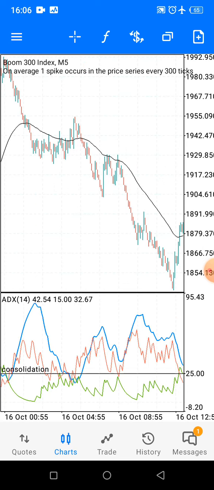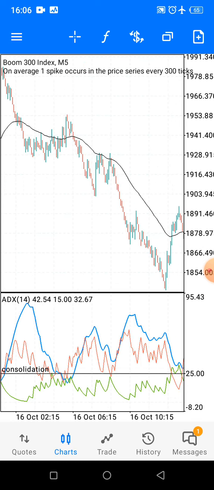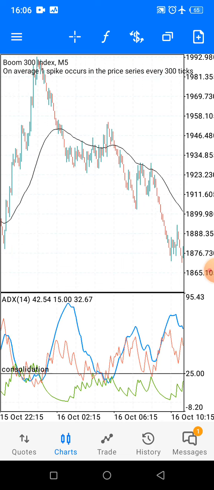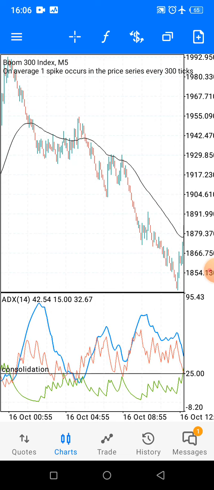So that's what we're going to be doing. Personally, I use this strategy mostly for ticks, right? I don't usually catch spikes using this one. The strategy, though, can work for both, right? So how we're going to use this, right? For Boom, personally, I'll be looking for sales only, right?